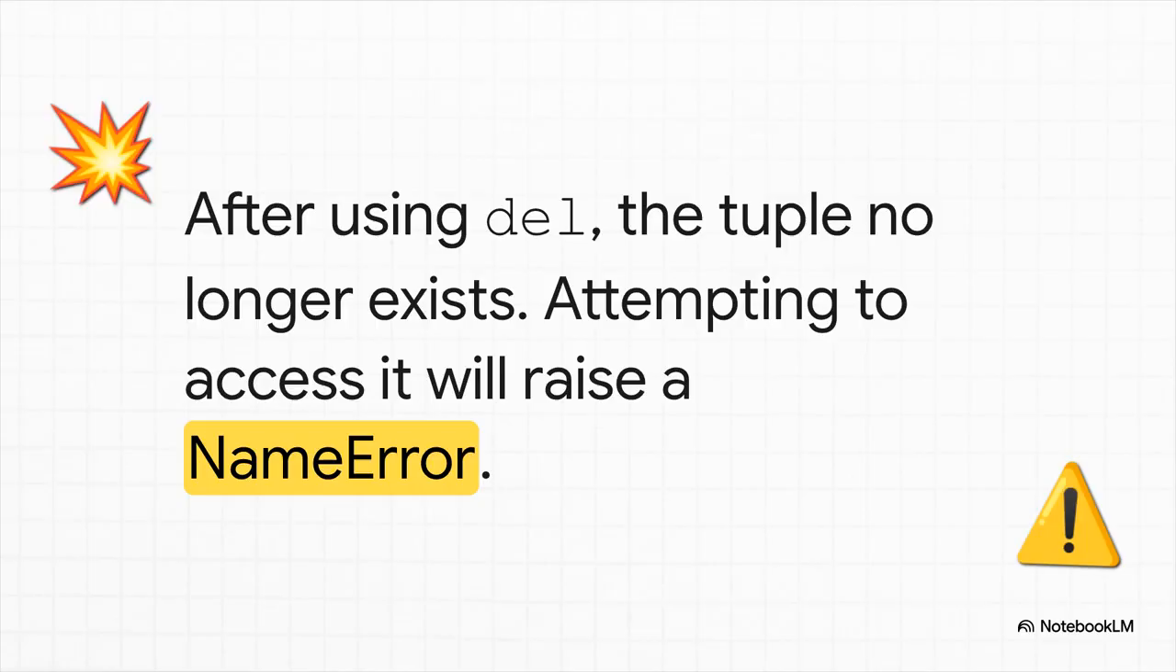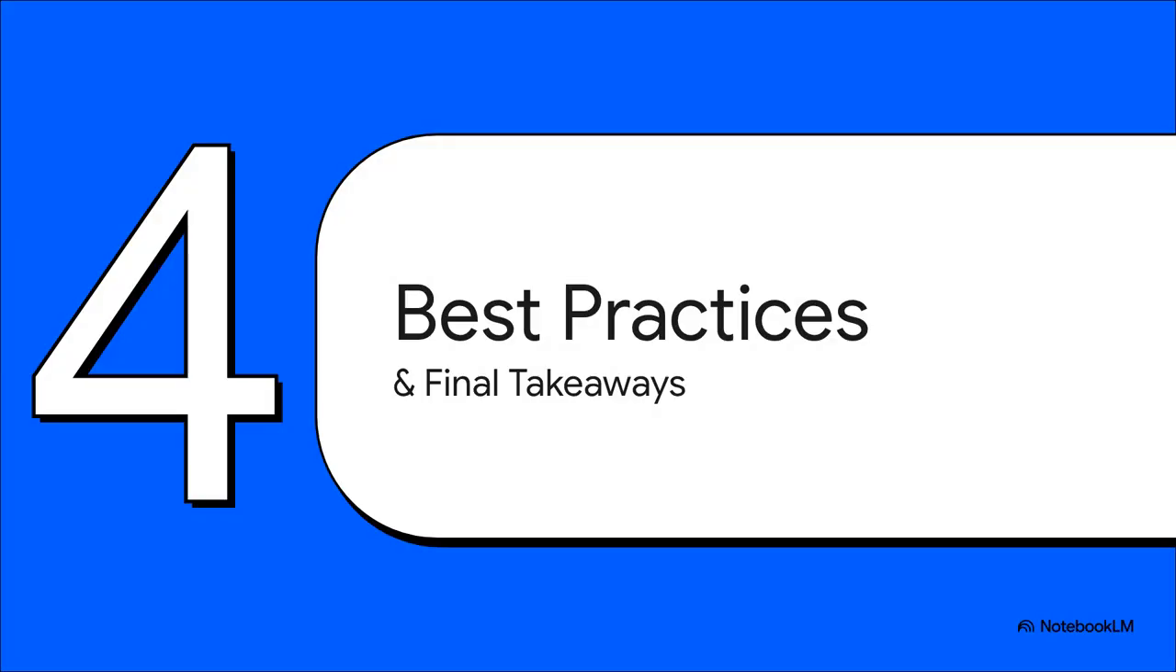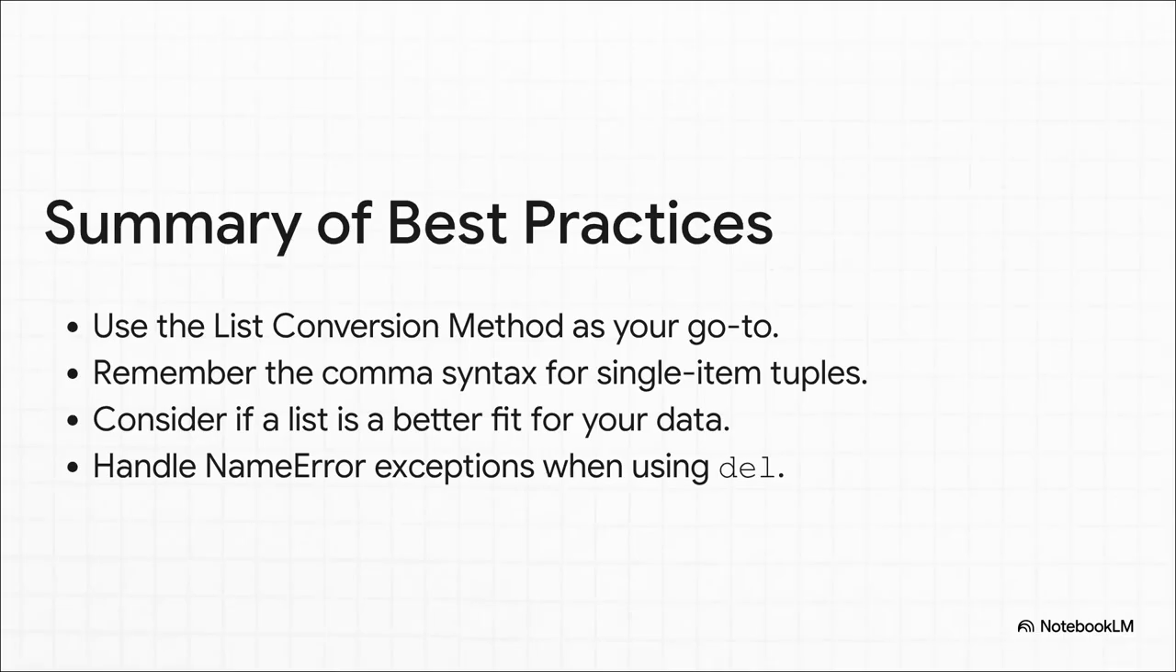It's permanent. Phew, okay, we've covered the techniques, the tricks, and the traps. So let's just wrap this all up with a quick summary of the key takeaways and best practices that you can start using in your code right away. So here's your game plan. First, that list conversion method is your best friend for making changes. Second, please remember the comma for single item tuples. Third, before you even start, ask yourself, do I need this data to change a lot? Maybe a list is just a better choice from the beginning. And finally, if you have to use del, just be ready for that name error.